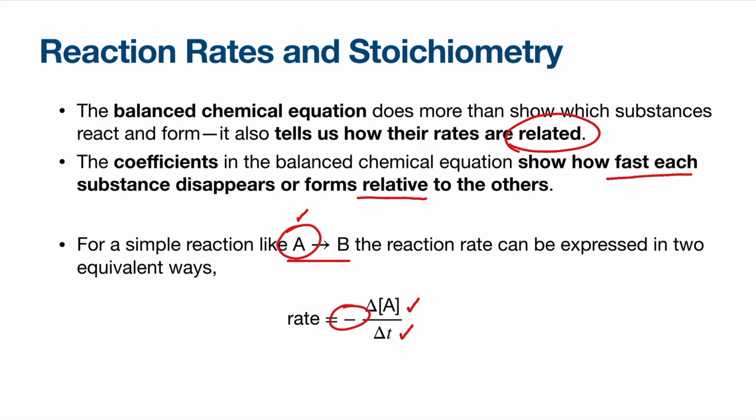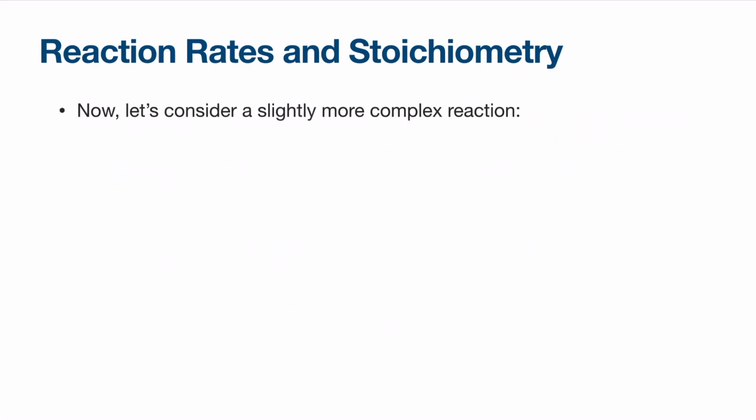Or it could be written as the rate of appearance of product B, written as the change in concentration of B divided by the change in time. Because 1 mole of A forms 1 mole of B, hence 1 to 1, these two rates are equal in magnitude. Now, let's consider a slightly more complex reaction.